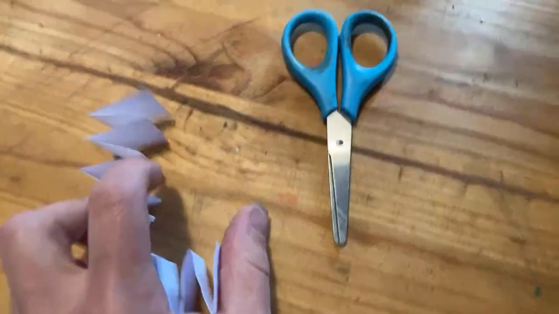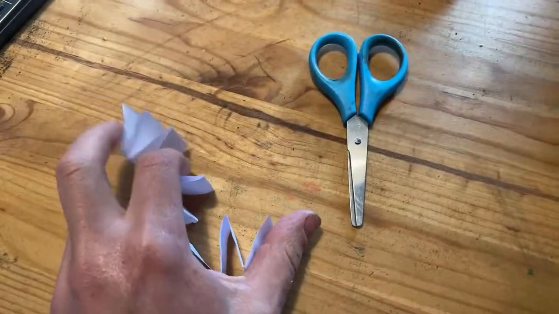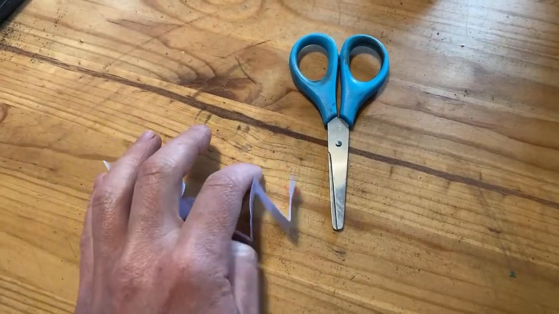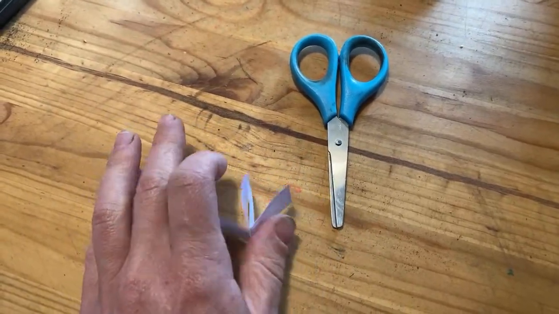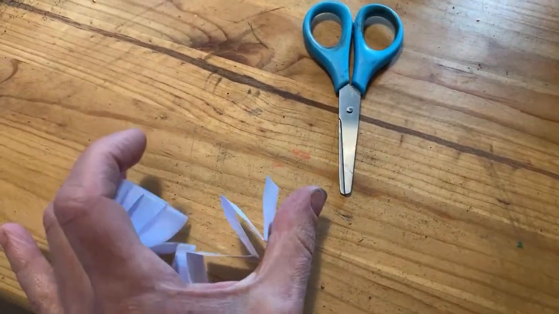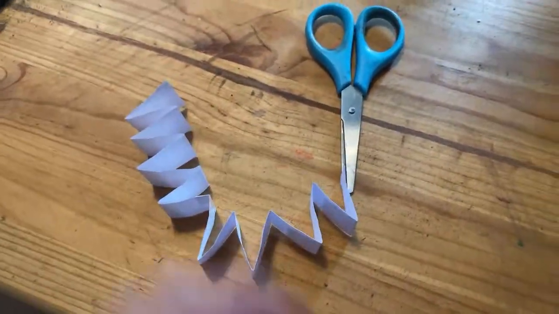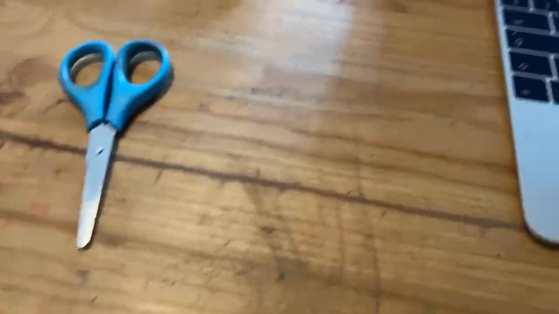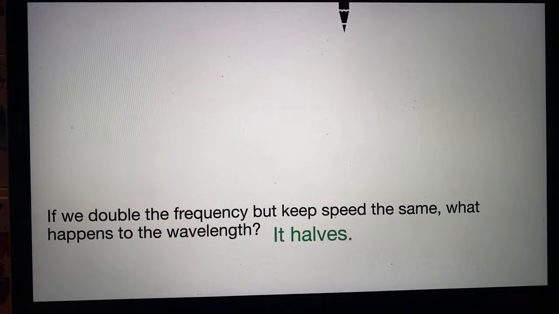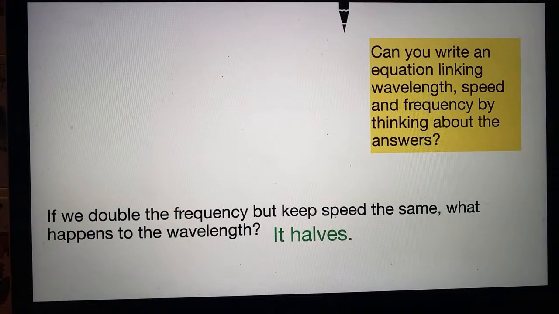So we have to make it that the paper is taking up the same amount of space as before. Now we've doubled the frequency. We've got 8 waves instead of 4 passing this point in 1 second. But in order to do that, we have to squish the wave. You understand, right? We have had to halve the wavelength in order to squish enough waves in. Is that okay? And I said, can you write an equation linking wavelength, speed and frequency by thinking about the answers? Maybe that was quite hard.